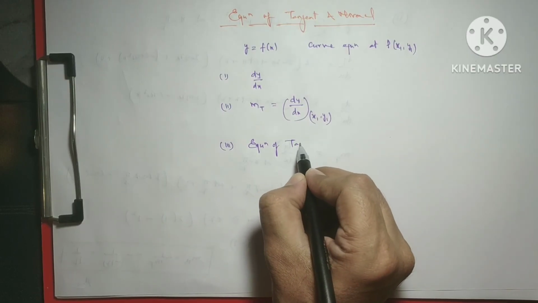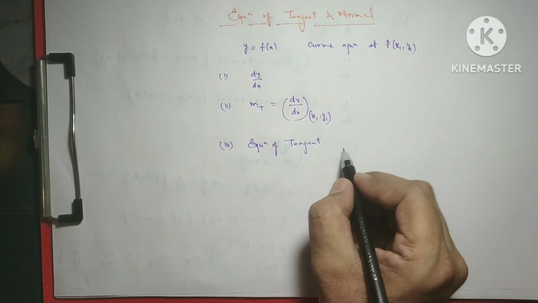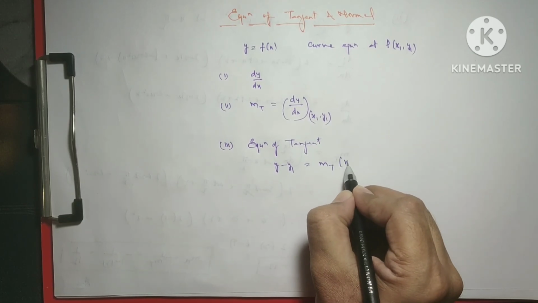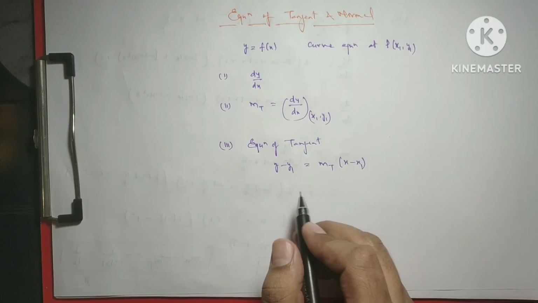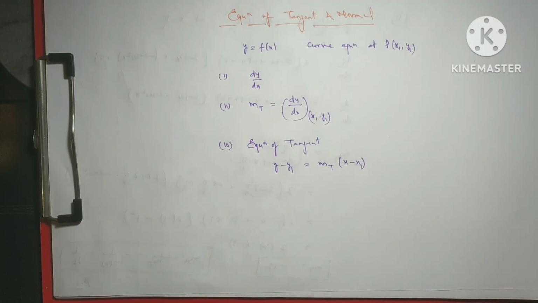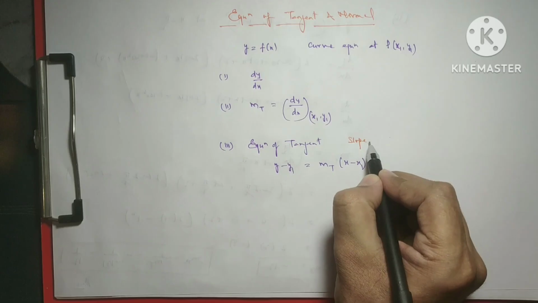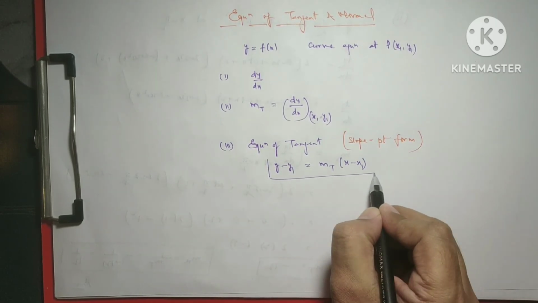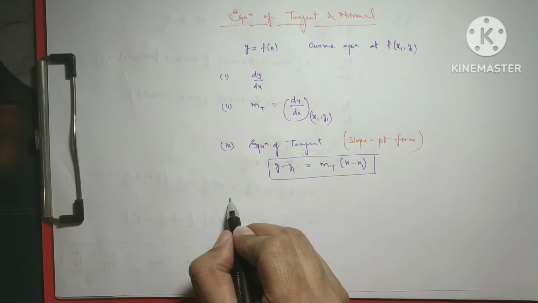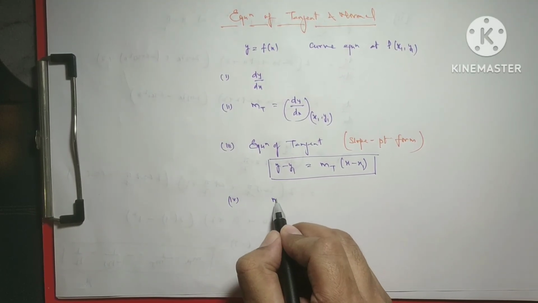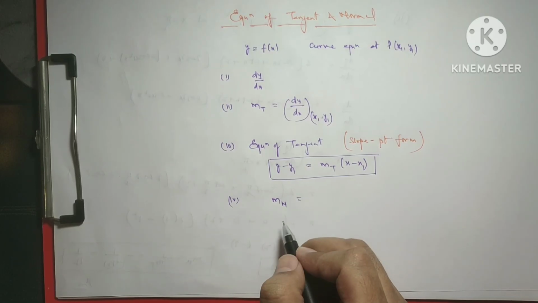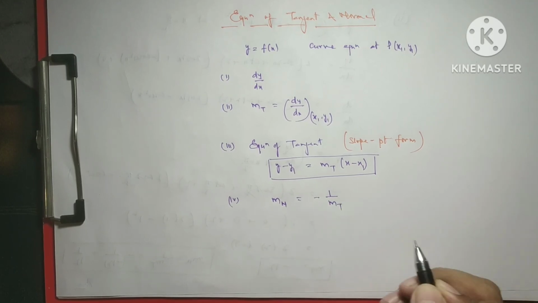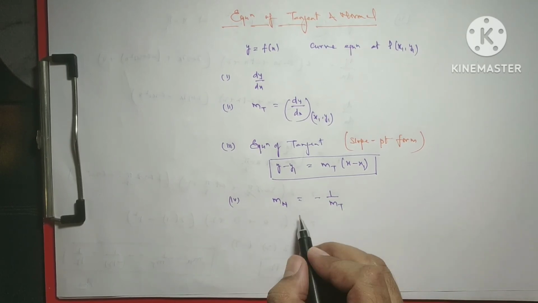Now the equation of tangent, that is y minus y1 equals mt times (x minus x1). So we are using slope point form. So it is the equation of tangent. Now fourth one, we will collect the slope of normal, that will be minus of reciprocal of mt. So this is the slope of normal.